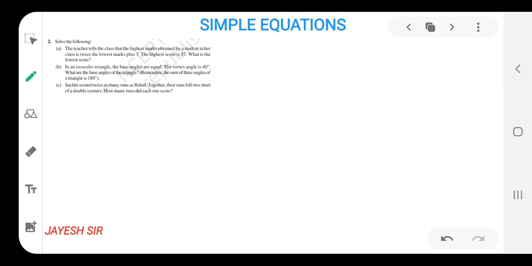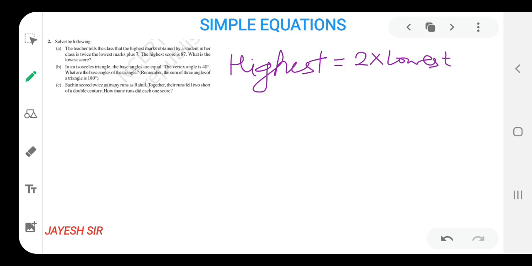Now the teacher is telling the class that the highest mark obtained by a student, that means it is talking about the highest mark. So I am writing highest mark. The highest mark of a student in her class is twice the lowest mark plus 7. What is the highest mark? Twice the lowest. I am writing twice the lowest marks. That means 2 into x we can write, plus 7 will result in the highest mark.